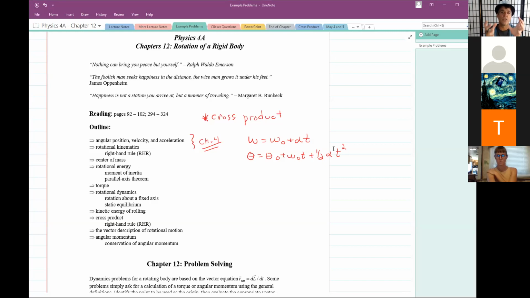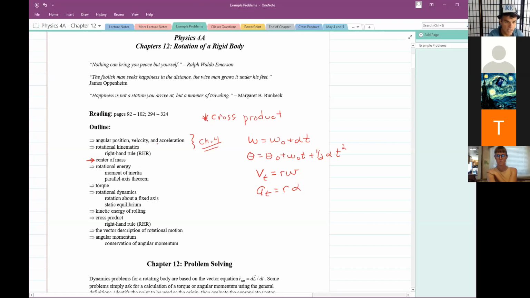Other things from chapter 4 that are important are the relationship between linear quantities and angular quantities. Our tangential speed is related to our angular speed by v equals r omega, and our tangential acceleration is related to our angular acceleration, a equals r alpha. We went through center of mass, which is basically the average position of the mass of an object. You should know how to calculate the center of mass if I were to give you a collection of point particles of different masses at different locations.